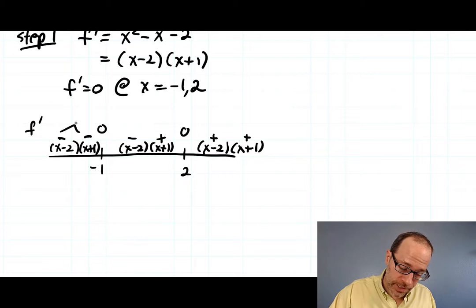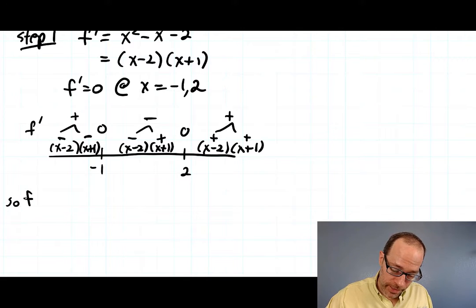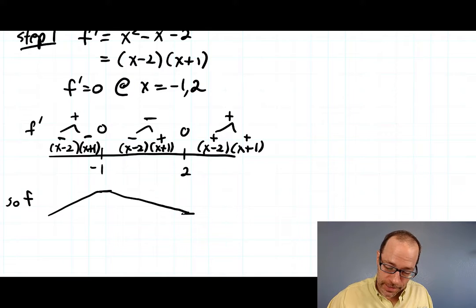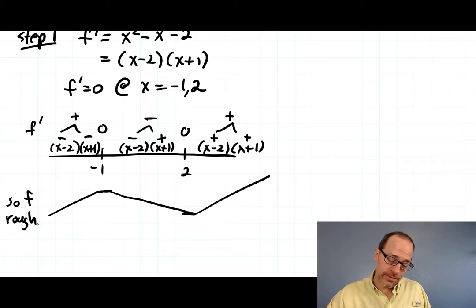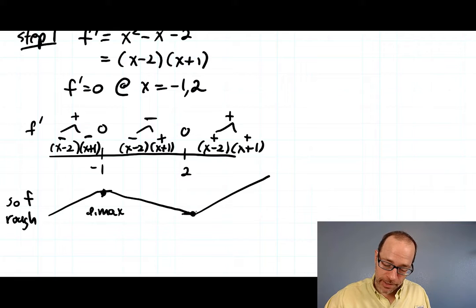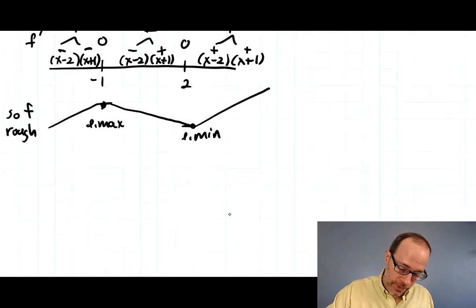So altogether, the first derivative will be positive here, negative here, and positive here. So f will be increasing here, flattens out there, decreasing here, flattens out there, and then increasing. So that's the rough sketch of f. Up, down, and you can see, of course, we have a local max at x equals -1 and a local min at x equals 2. But what about the concavity, and where does it switch? So for that, we need to look at the second derivative.